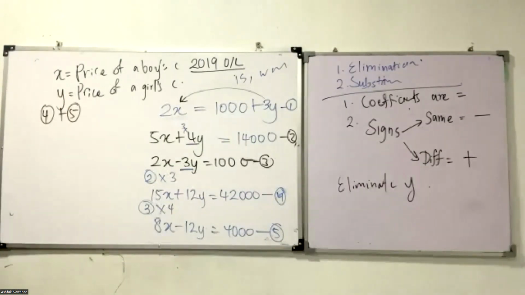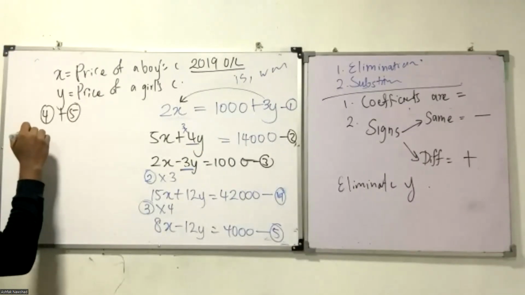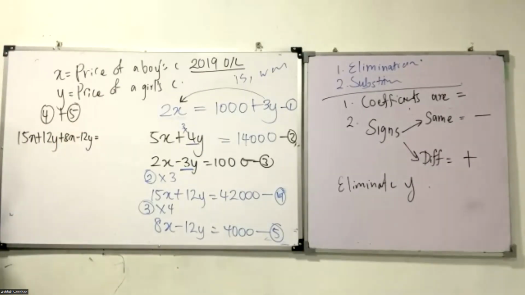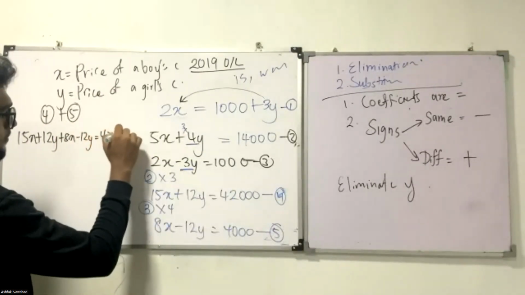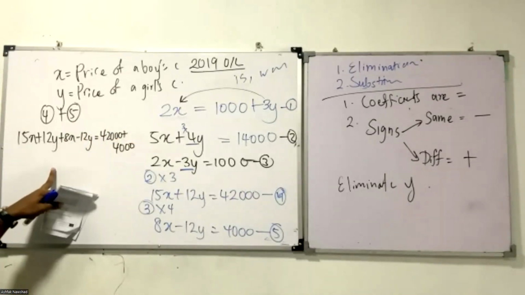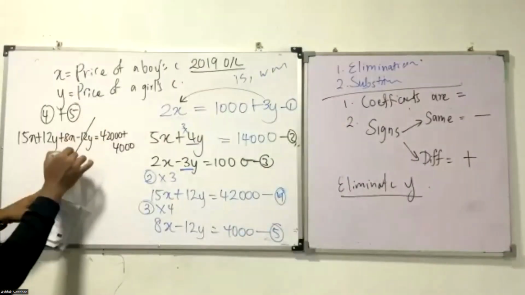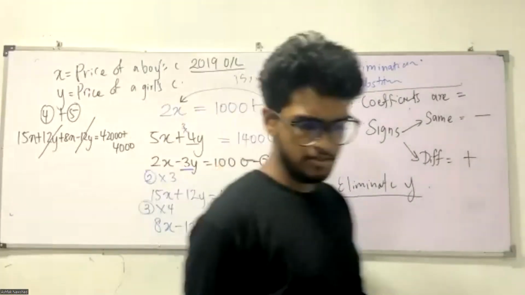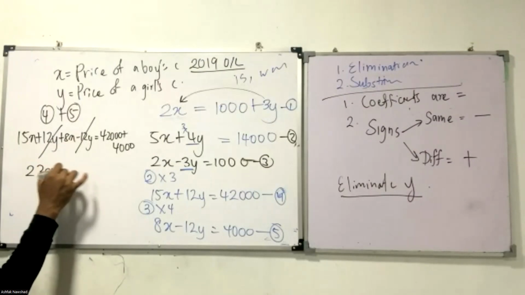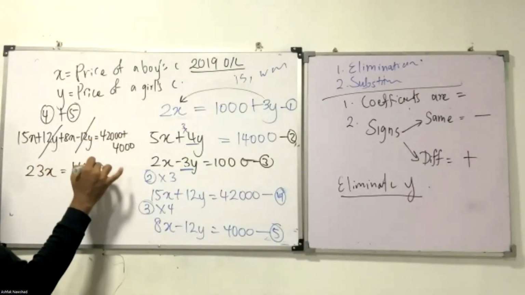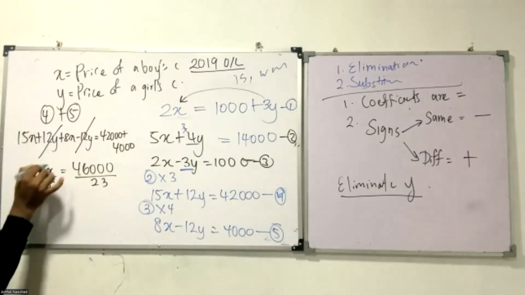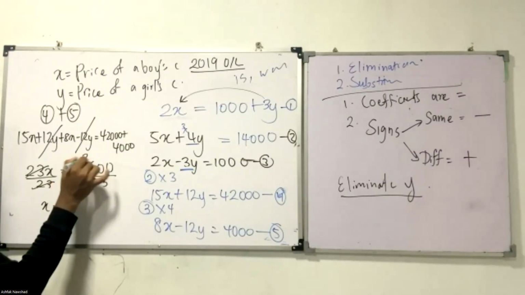See, while adding, at the left side, 15x plus 12y plus 8x minus 12y equals 42,000 plus 4,000, right? I wanted to eliminate y, and yes, y gets eliminated. So I'm ending up with 23x equal to 46,000. I'm going to divide both sides by 23 and x becomes 2,000.